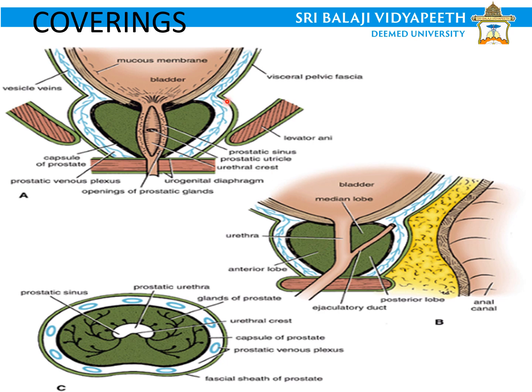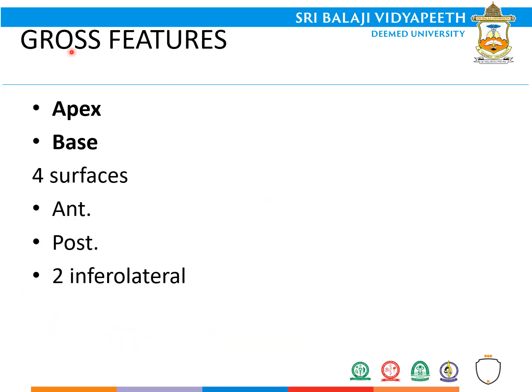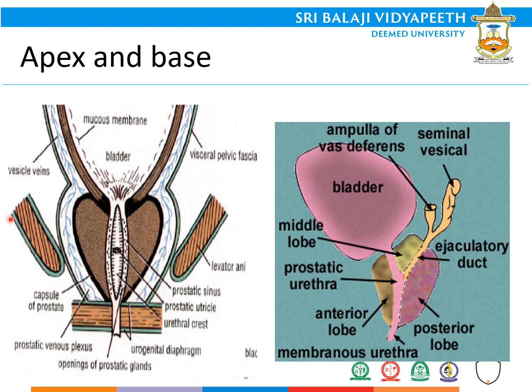The prostate gland is covered by a true capsule and a false capsule. The true capsule is the condensation of the stroma of the gland itself, whereas the false capsule is derived from the pelvic fascia. Between the true capsule and the false capsule lies the prostatic venous plexus. Now, this prostate gland has an apex which is directed downwards. It has a base on top and it has four surfaces: an anterior surface, a posterior surface, and two inferolateral surfaces. So this is the base on top, the apex below, and the two inferolateral surfaces.